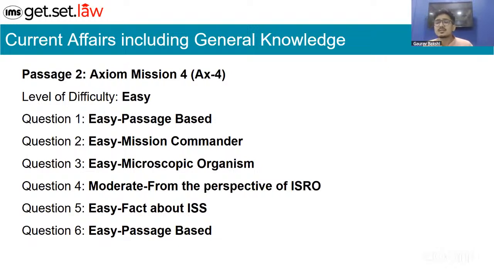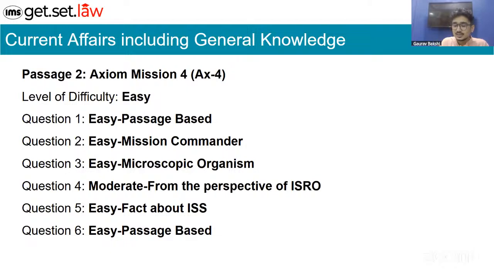And this passage is relatively very easy compared to the previous one as well. I say that you might have been able to cover all six questions if you have covered this topic. Now, what were the six questions? What is the significance of the AX4 mission, private human spaceflight? Second, who was the mission commander? Now, the Indian Mr. Shubhanshu Shukla was not the mission commander. So I think some of you might have got this answer wrong.